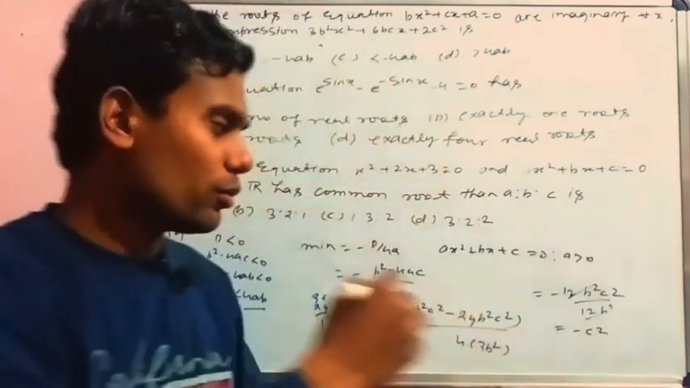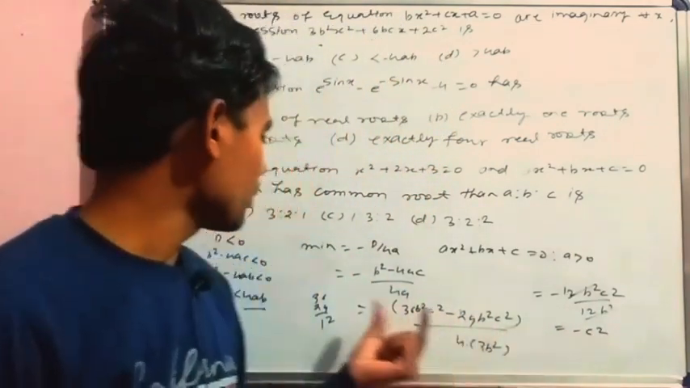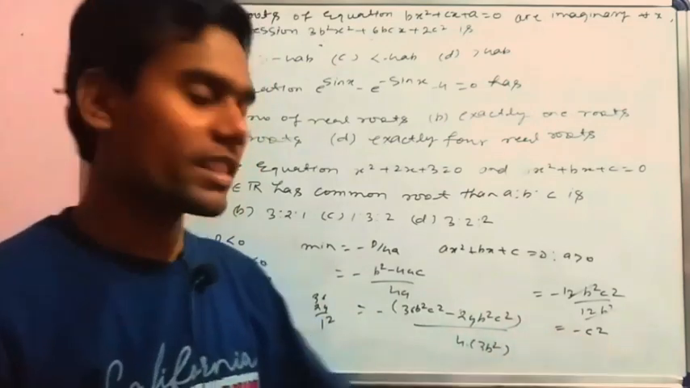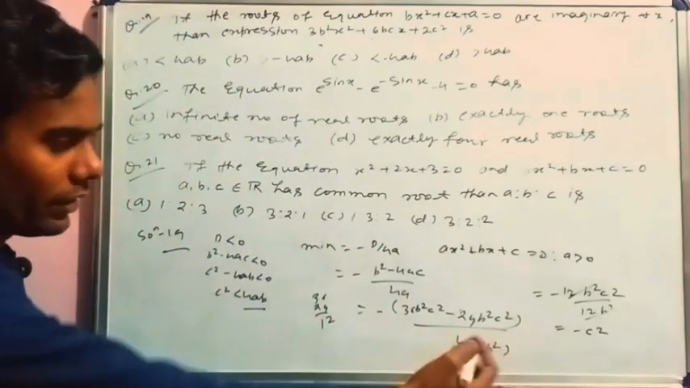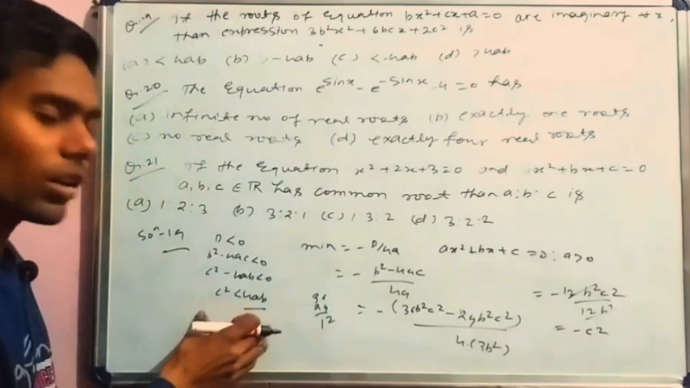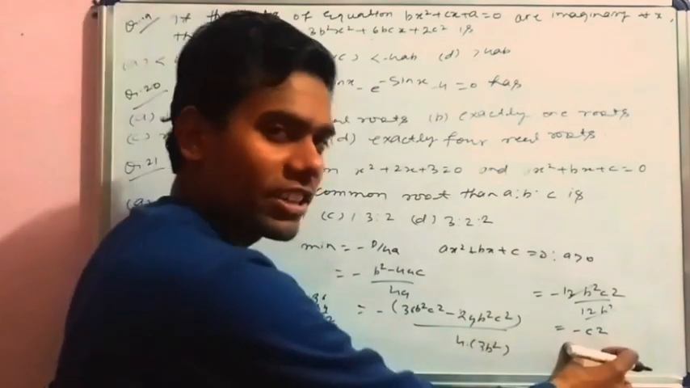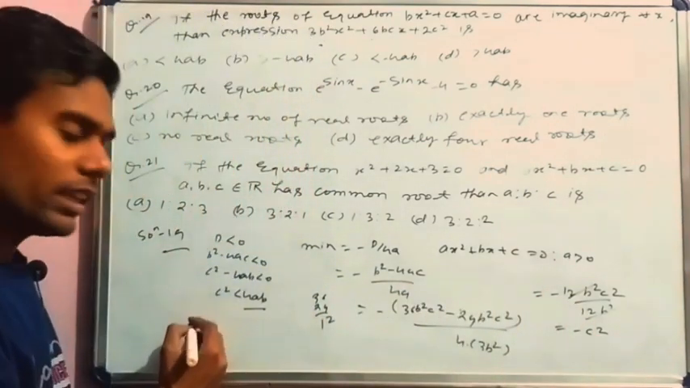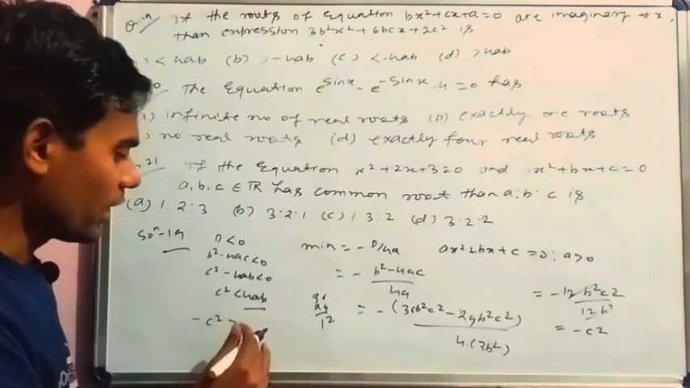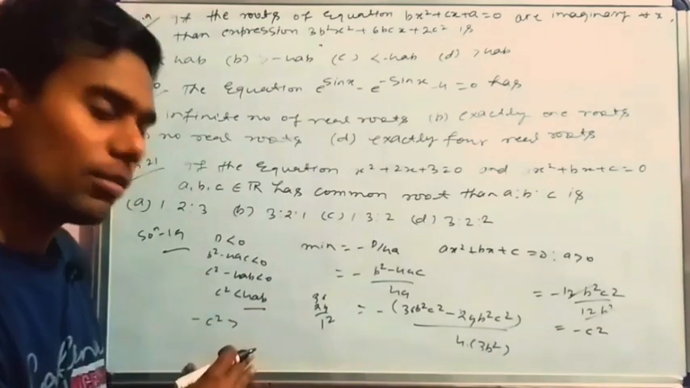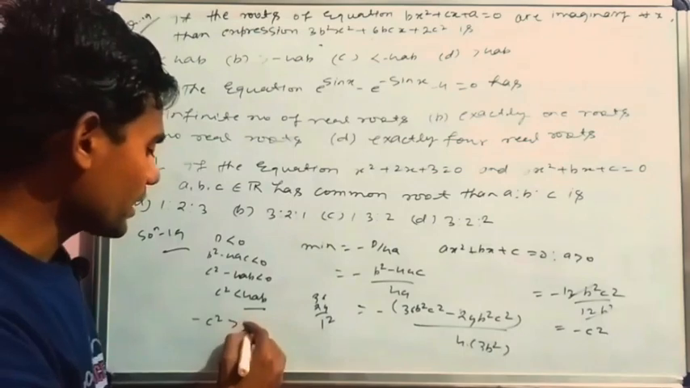We have to check the minimum value of this quadratic equation, minus c square. Then we have to change b square minus 4ac into this form, minus c square. If we multiply by a minus sign on both sides, then the inequality will be changed, minus 4ab.